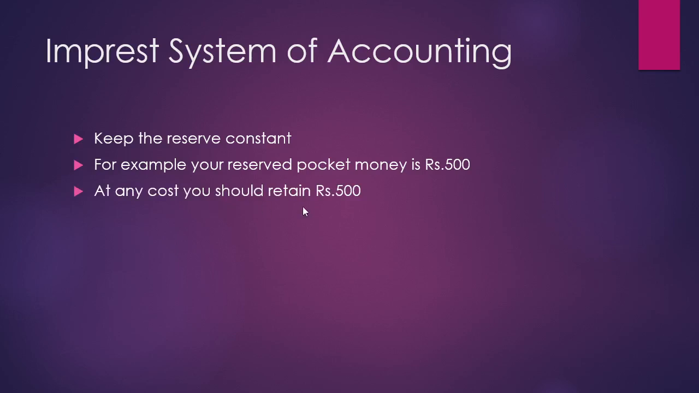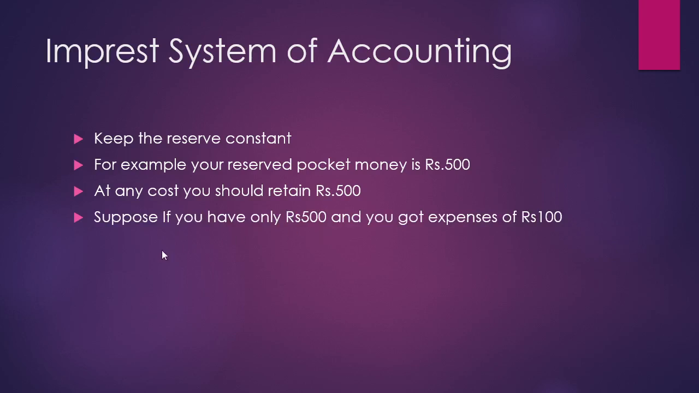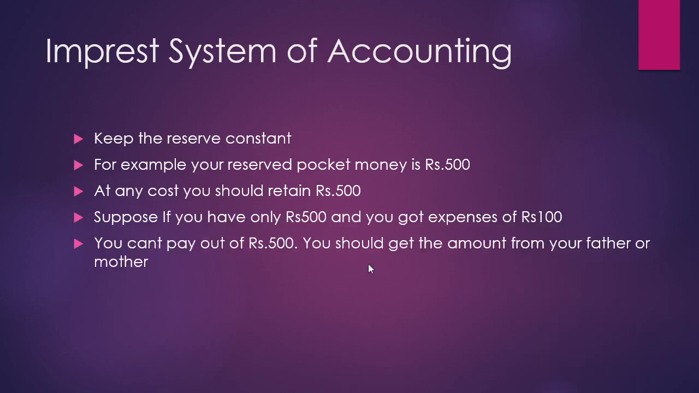At any cost you should retain 500 rupees. Suppose you have only 500 rupees and you have an additional expense of 100 rupees. For this additional 100 rupees payment, you cannot pay out of this 500 rupees. Even though you have 500 rupees, you cannot pay out of this. You should get the amount from your father or mother. This 100 rupees payment cannot be made out of this reserve.